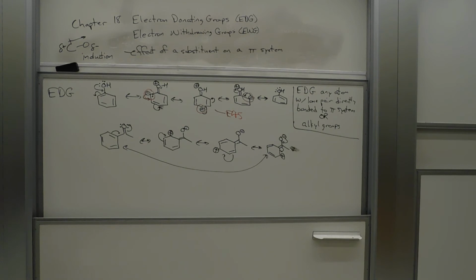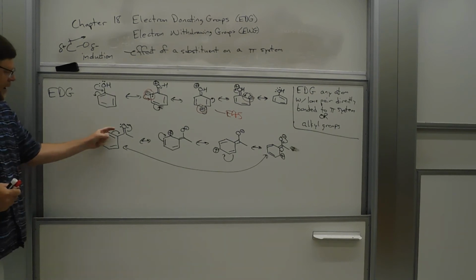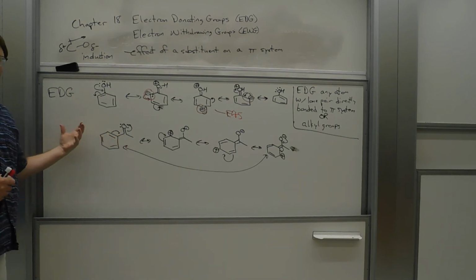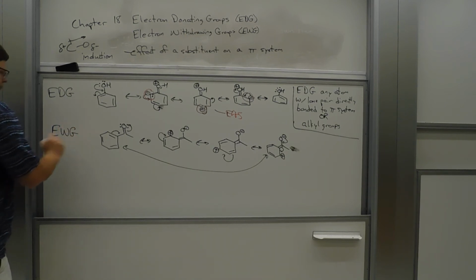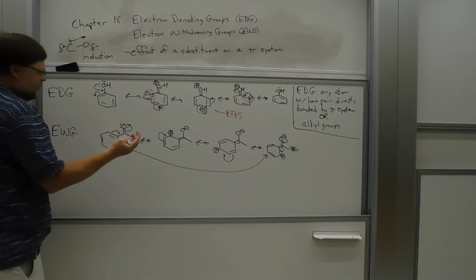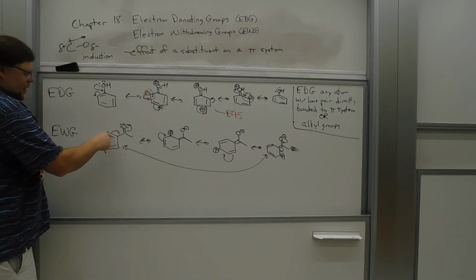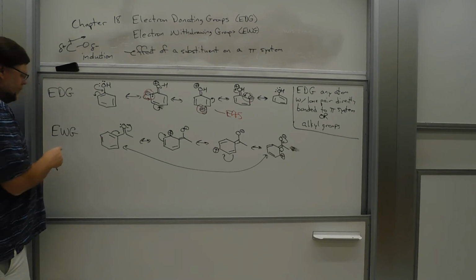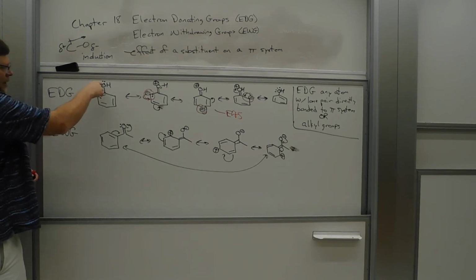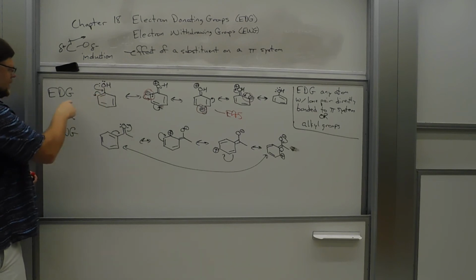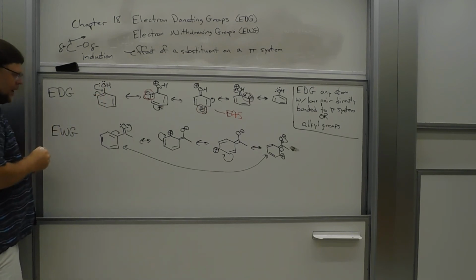Okay, so now if you look at the direction the arrows are going, the carbonyl is pulling electron density out of the pi system. And we're going to call this an electron withdrawing group. Okay, so when you draw good resonance structures, if the arrows are going away from the pi system, the group bonded to it is an electron withdrawing group. If the arrows by resonance are going toward the pi system, it's an electron donating group.